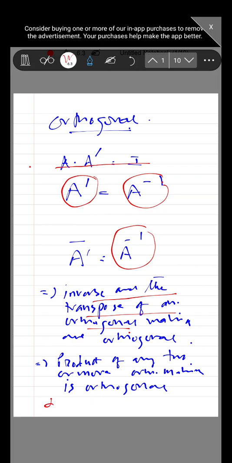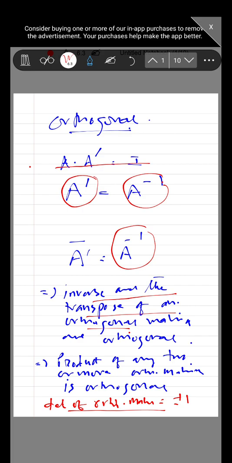And lastly, the determinant of an orthogonal matrix is always equal to plus or minus 1. It's a very interesting thing. The determinant should always be plus or minus 1.